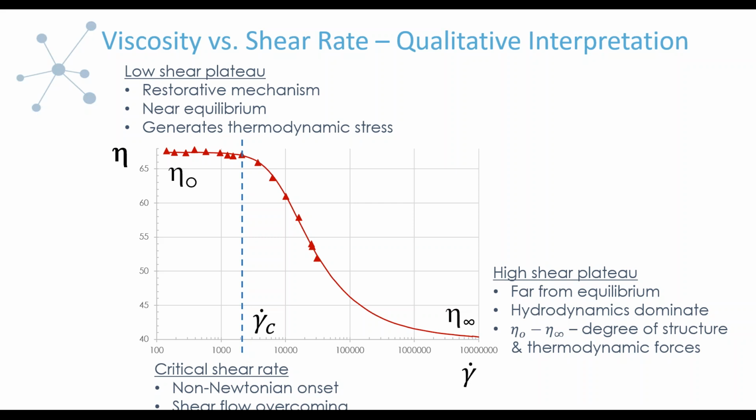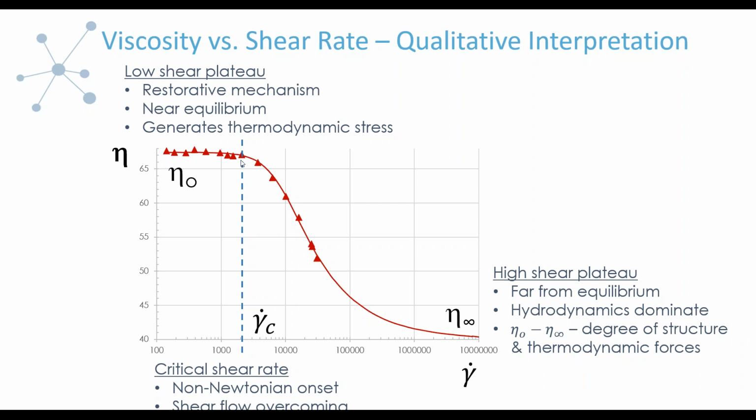What happens when they're resisting this flow field and its drive to move them from equilibrium is that it generates what we refer to as a thermodynamic stress. Thermodynamics is just implying that these restorative mechanisms, or this resistance to the deformation, are coming from non-hydrodynamic or thermodynamic forces. We're going to go into a little more detail on what some of these thermodynamic contributions can be, but that's the nature of that language. So we have this plateau, and the plateau exists so long as this mechanism is effective.